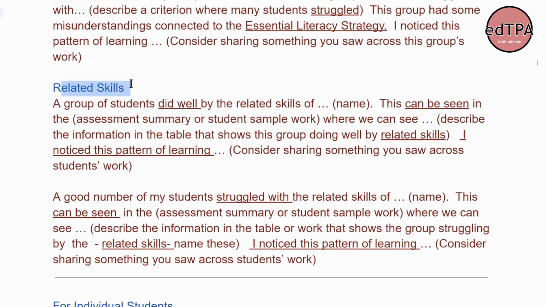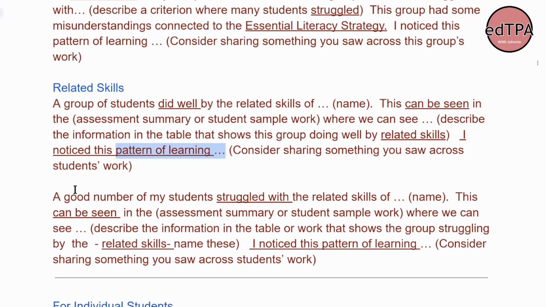Now related skills. A group of students did well by the related skills of, name them. This can be seen in the assessment summary or student work sample. So you can use one or the other or both, where we can see, describe the information in the table that shows this group doing well by related skills. I noticed this pattern of learning. Consider sharing something you saw across students' work. Okay, so related skills, what they did well by, and then pattern of learning.